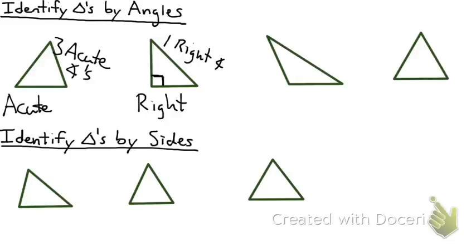Our third one is where we look at this angle and see that it's obtuse, and when we have one obtuse angle, we call it an obtuse triangle.